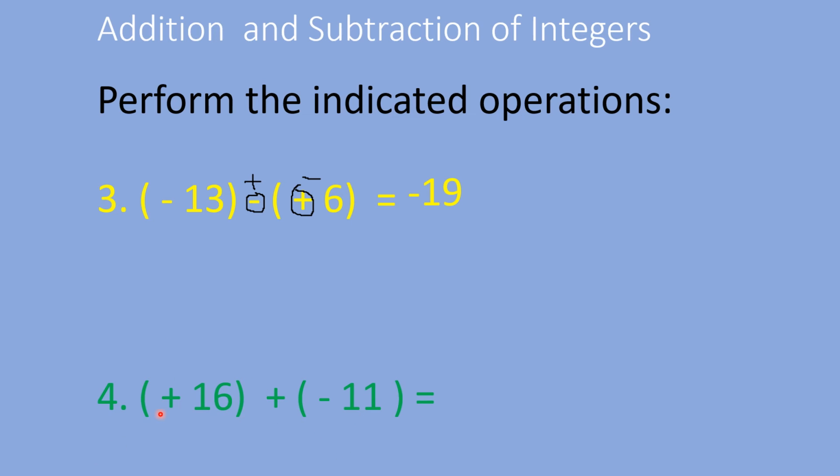Next, positive 16 plus negative 11. So this is addition. So simply 16 minus 11 and copy the sign of 16. So 16 minus 11 is 5 and that is positive.